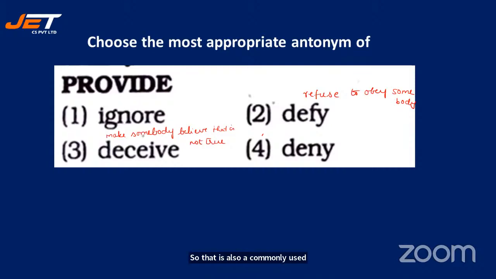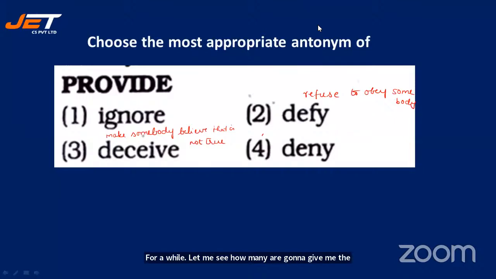But two words seem to be a little challenging. Defy means refuse to obey somebody. Deceive, you can say, means make somebody believe what is not true, isn't it? So, like telling him lies. Fine. So now you tell me the antonym of provide. Let me see how many are going to give me the answer.